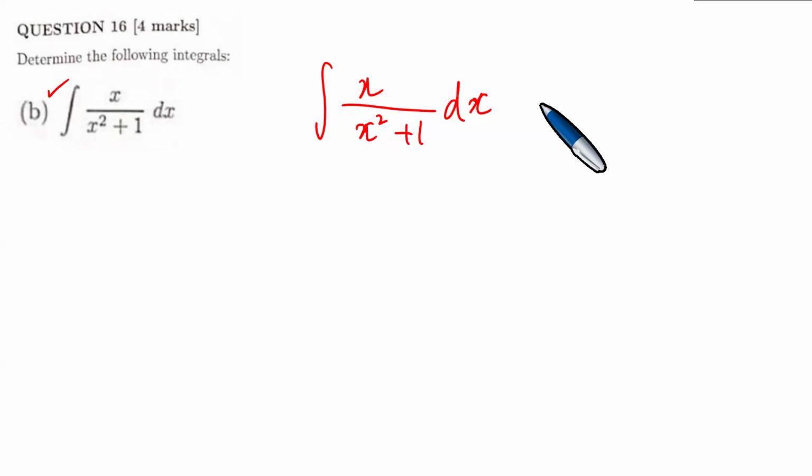I got 1 over 2 at 10x. Okay, that's fine. We are practicing and taking a look at how we do some of the questions. We're going to spend a lot more time on some of these things.